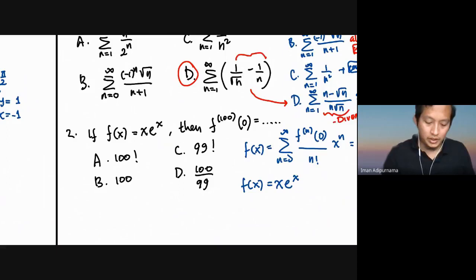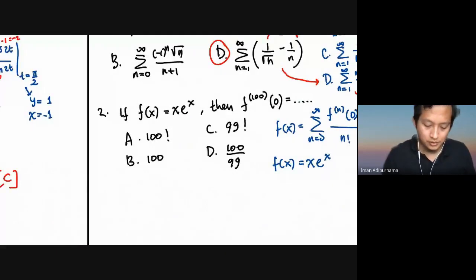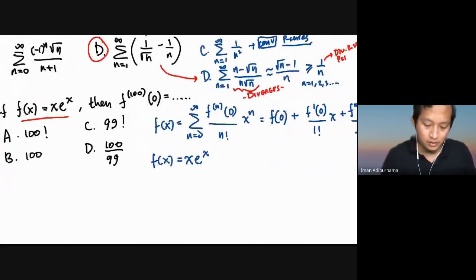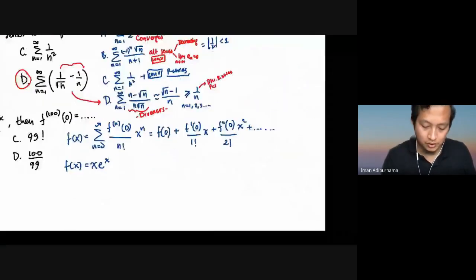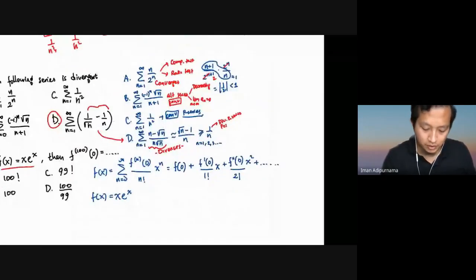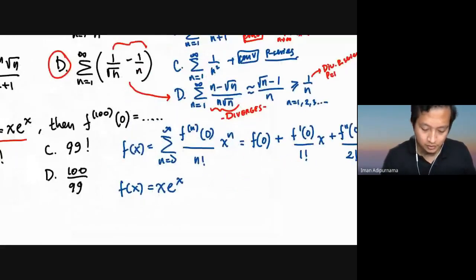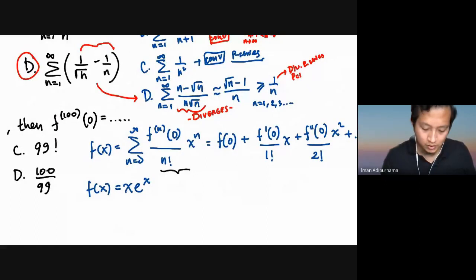Okay, now we have number 2. The function is e to the x. Okay. Now I remind you before how in Maclaurin we have a function, and this is our general equation. Okay, we need to find only this part when n is equal 100.